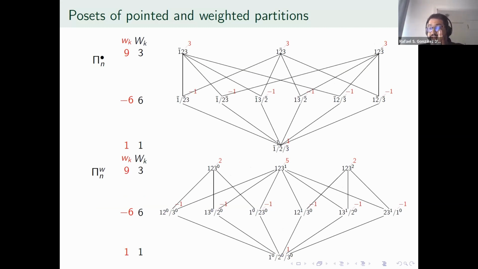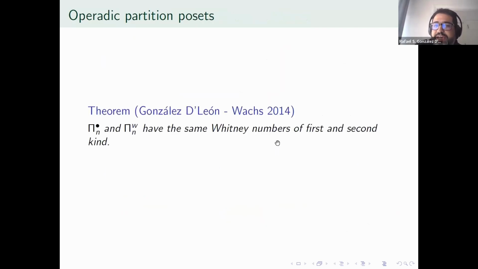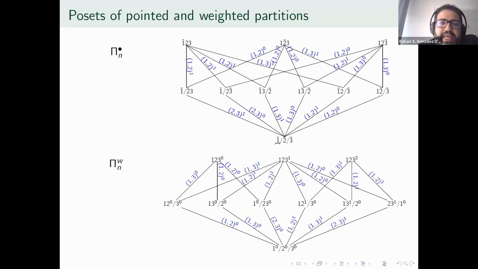The Whitney numbers of the first kind and the second kind are exactly the same, even though these posets are clearly non-isomorphic. So we proved this with Michelle Wachs in 2014, that these two posets have the same Whitney numbers of the first kind and the second kind. Now in this recent project that we are soon going to post on the arXiv, we call these Whitney twins. So we have Whitney twins and Whitney duals.